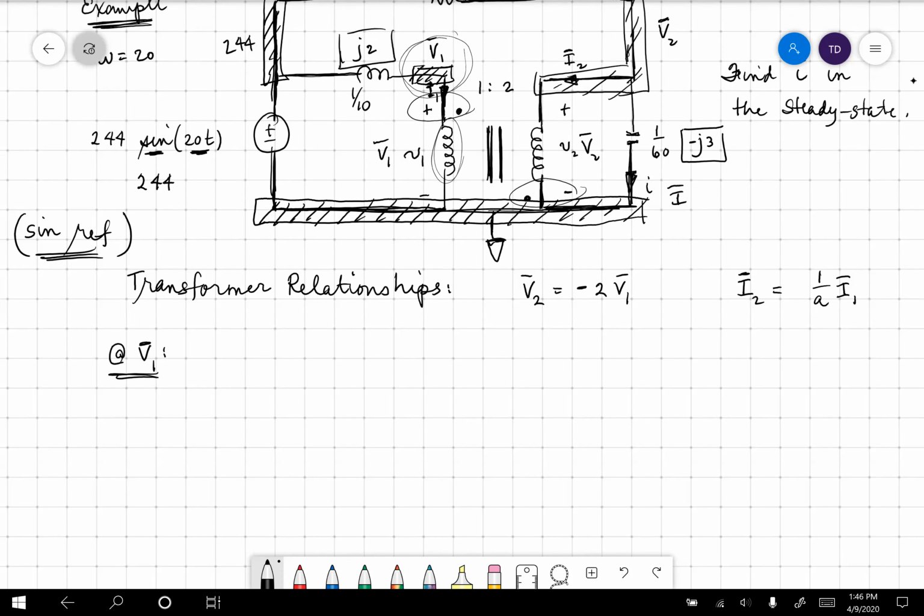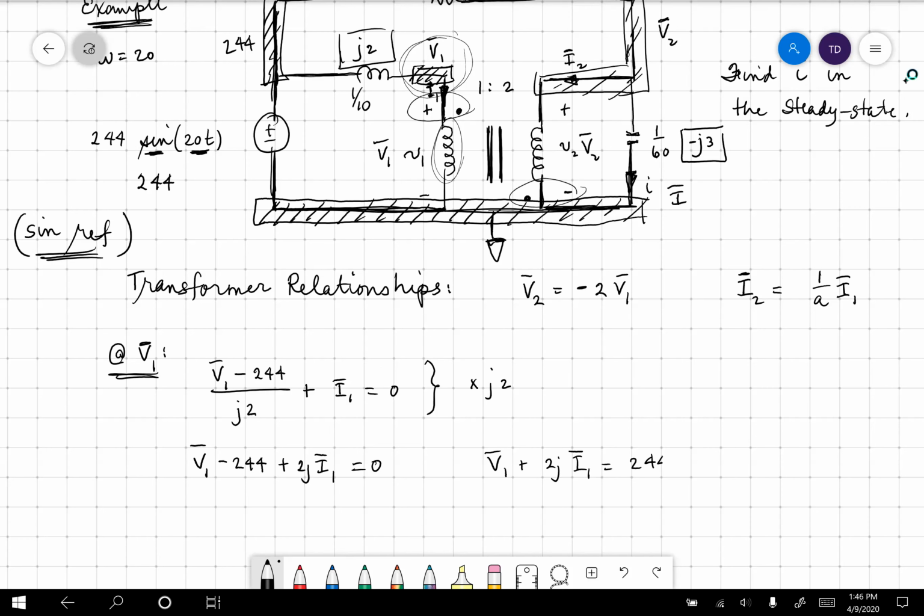Okay, so at V1, V1 minus 244 divided by J2 plus I1 equals 0. I can multiply by J2 or multiply by 2. It doesn't matter. I'll multiply by J2 for this one. So when I multiply by J2, I have V1 minus 244 plus 2J I1 equals 0, or V1 plus 2J I1 equals 244. So there's one of our equations.